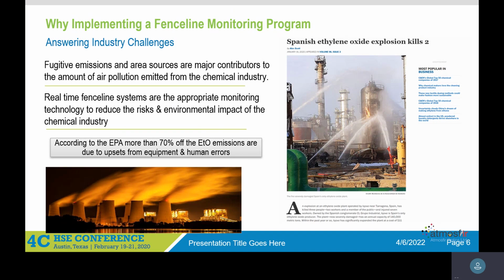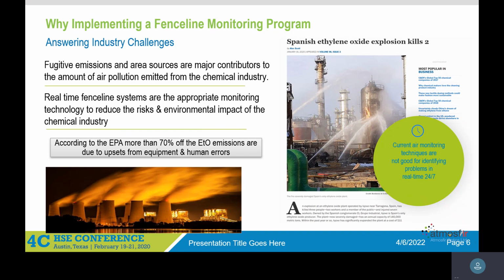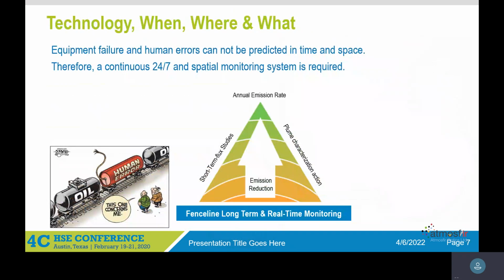Two years ago, I think there was an explosion in Spain. Two people were killed. I'm not sure about that case, but if it was caused by a leak and you can measure it on a real-time basis, then maybe you can stop the explosion and save lives and a lot of money. Because human errors can happen at any time and anywhere, you must measure along the fence lines, with real-time monitoring 24/7.